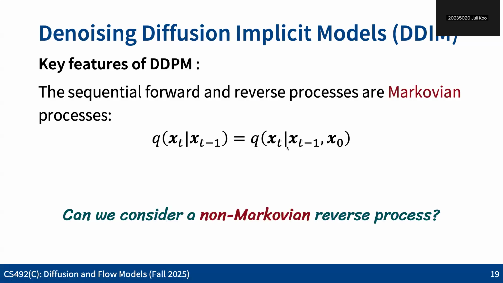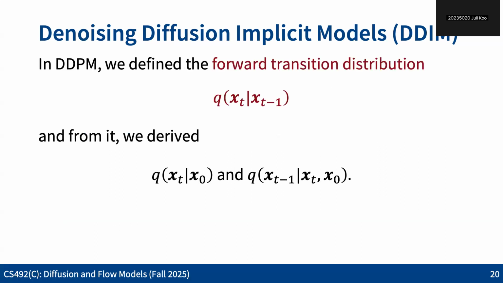And here the question is, can you also make a non-Markovian process? For that, what we are going to say is that for the forward transition distribution, what we did last time for the DDPM is that we first defined this, right? We first defined the forward transition distribution, how we can sample xt conditioned on xt minus 1. And we defined this as a Gaussian distribution.